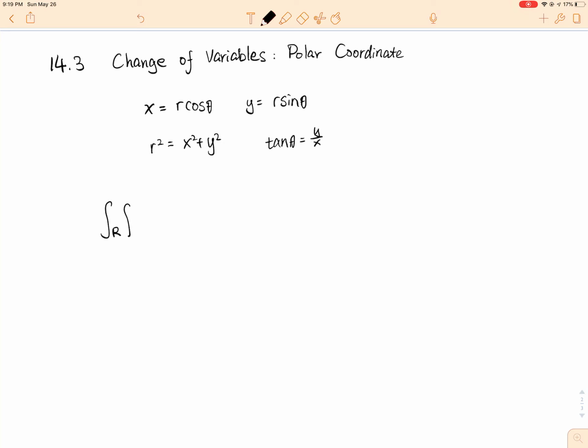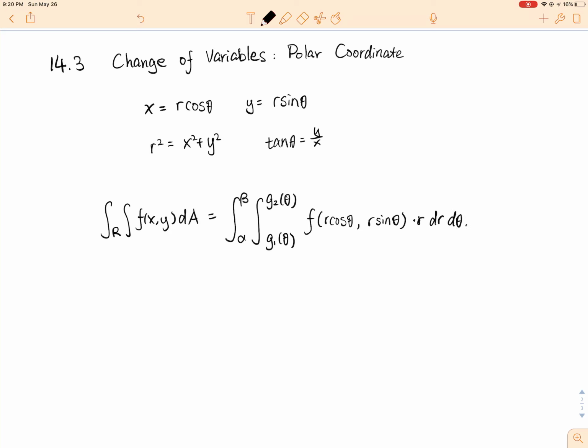So the double integral of f(x, y) dA equals the integral from alpha to beta, and another integral from g1 of theta to g2 of theta, and we transform the whole f function to something like this, and we have to multiply by an r back here. Have to keep that in mind.